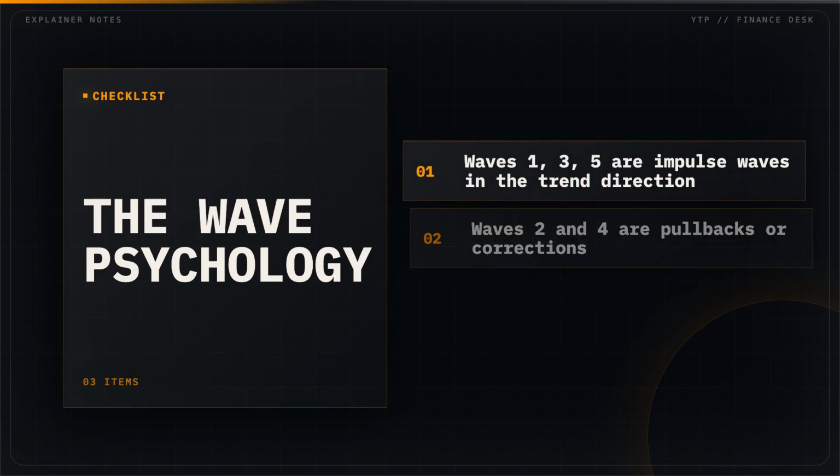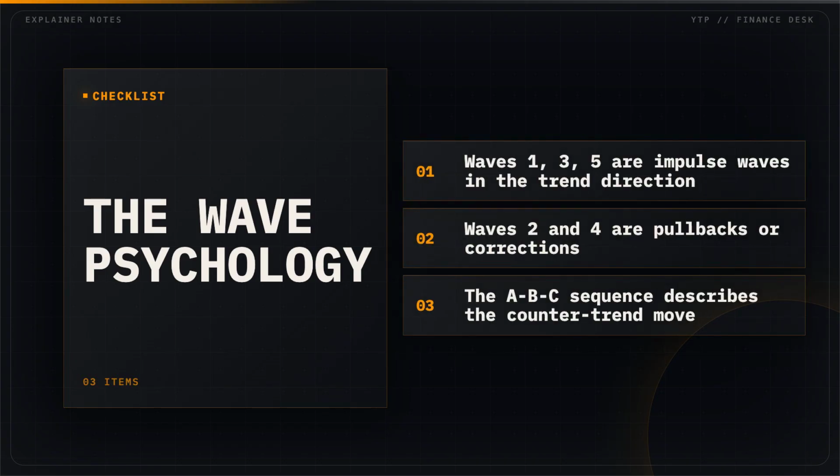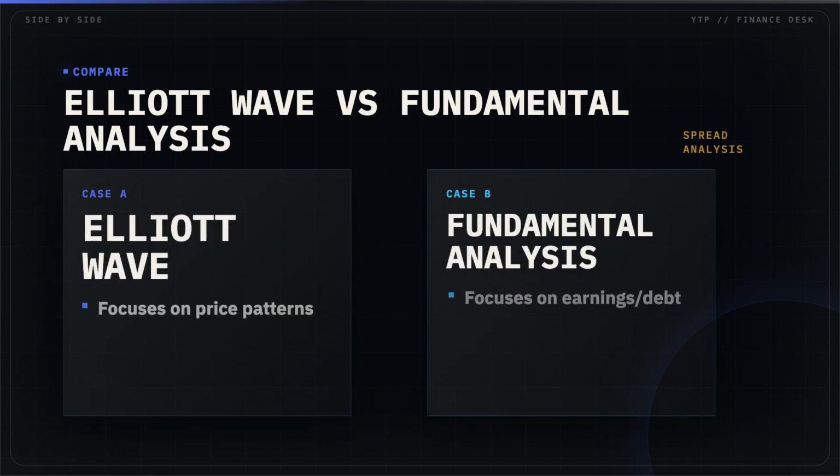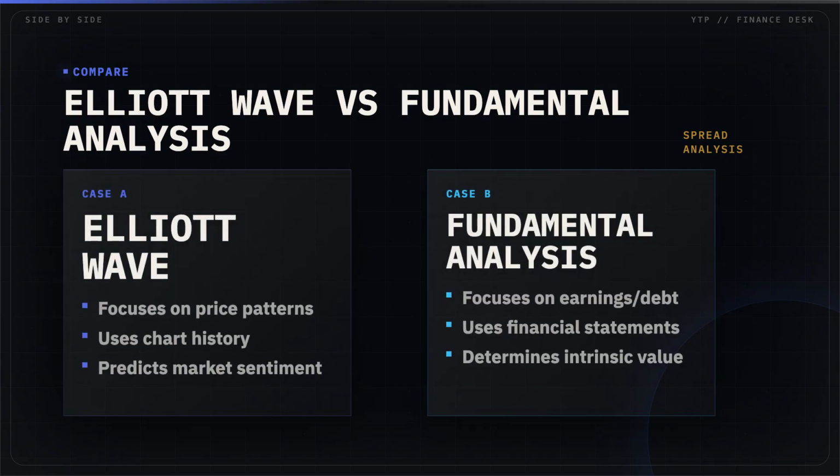The theory suggests a primary trend moves in 5 waves, followed by a corrective phase that moves in 3 waves. These waves aren't just random lines. They are meant to represent the collective psychology of investors shifting between greed and fear. Most traders look at company data to find value, but Elliott Wave Theory argues that market psychology creates predictable patterns you can spot on a chart.